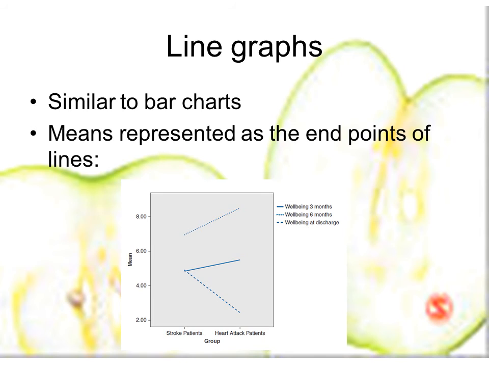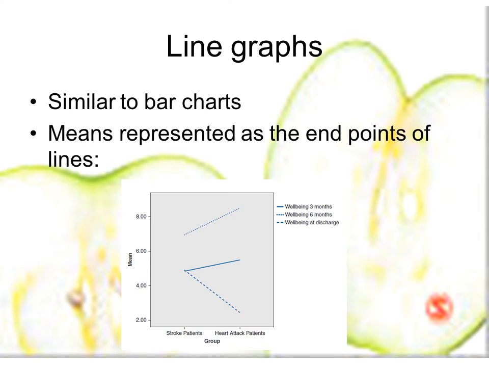So another way of simulating our information and our statistics that we have gathered is through line graphs, and sort of similar to bar graphs. The means are represented at the end points of the lines. Just looking at the indicators on the right-hand side, well-being at 3 months is a straight line, well-being at 6 months is the dotted line, and well-being at discharge is the staggered line.